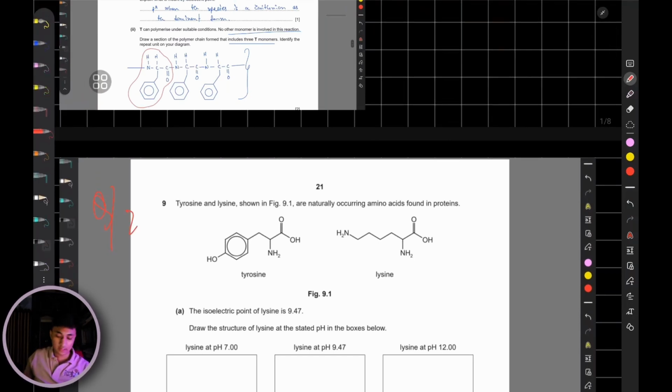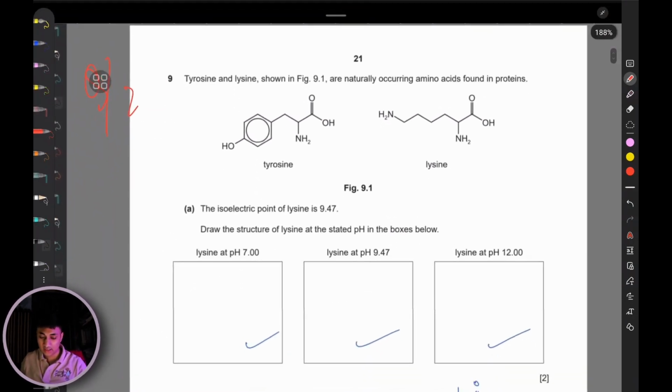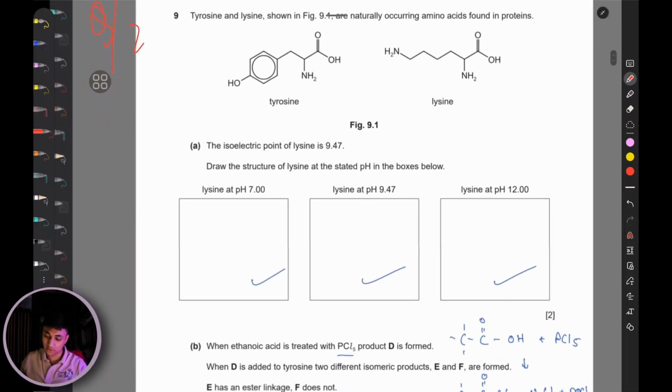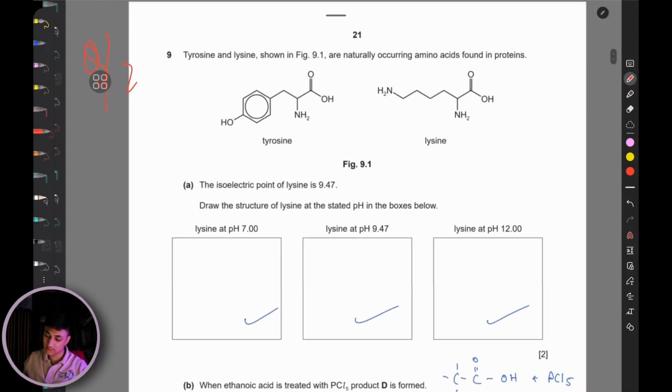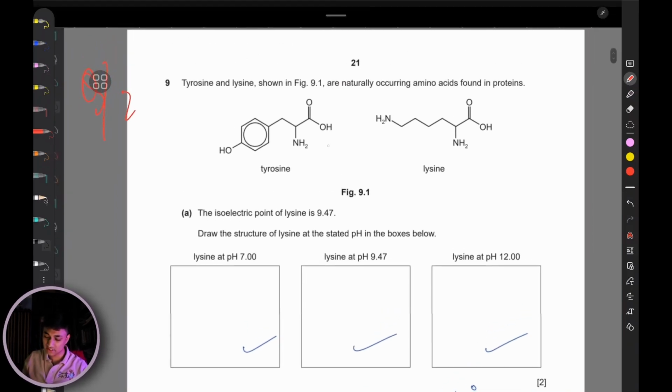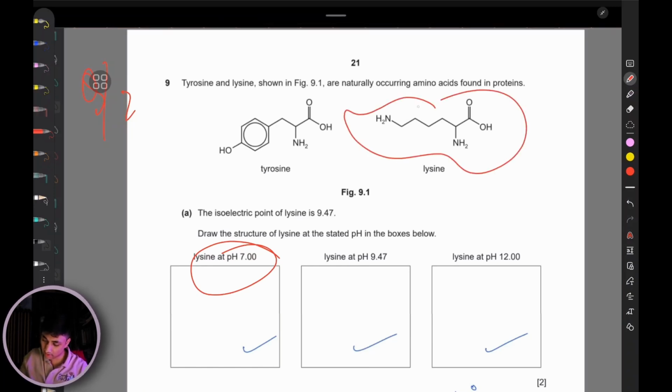question 2 is telling you tyrosine and lysine shown in figure 9.1 are naturally occurring amino acids found in protein. Isoelectric point is 9.47. Draw the structure of lysine at the pH stated in the boxes below. So basically, tyrosine, it has what isoelectric point? Oh no, they're asking for lysine. So lysine has this structure, and its isoelectric point is 9.47.